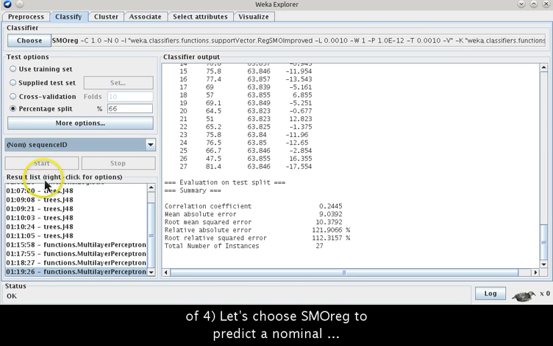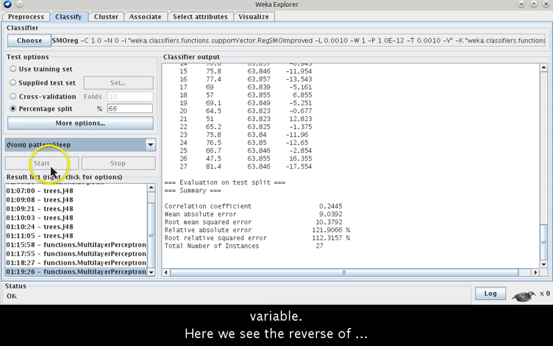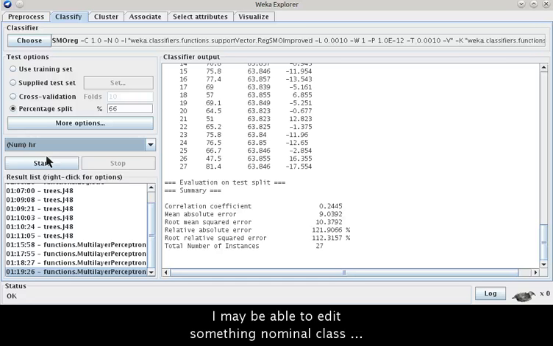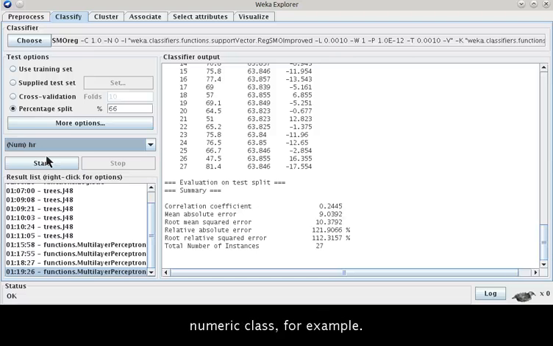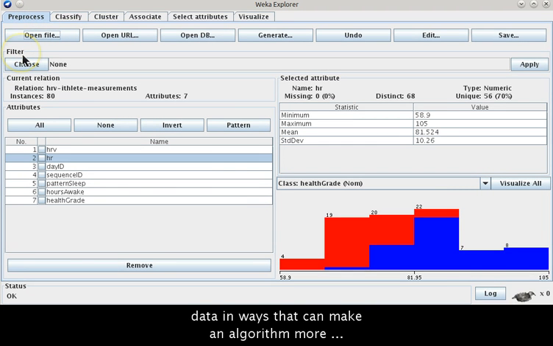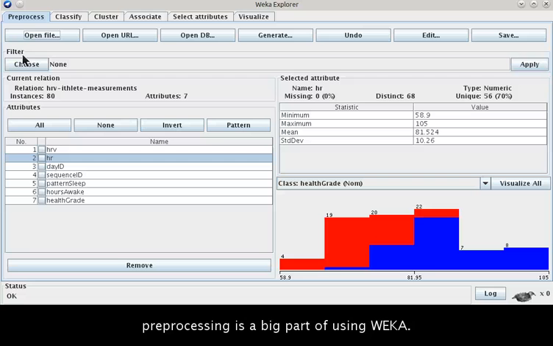Here we see the reverse of before. This algorithm won't accept nominal class, but it will accept numeric class. Another introductory lesson. This doesn't mean what's nominal class can't ever work with SMO Reg. I may be able to edit something nominal class just by opening the data file and representing the data differently and saving the variable, this time as a numeric class, for example. Or I may want to run one of the many filters in Weka. As a data miner, you spend a bunch of time changing data in ways that can make an algorithm more efficient. Those are some examples, again, of what's called data preprocessing, and data preprocessing is a big part of using Weka.